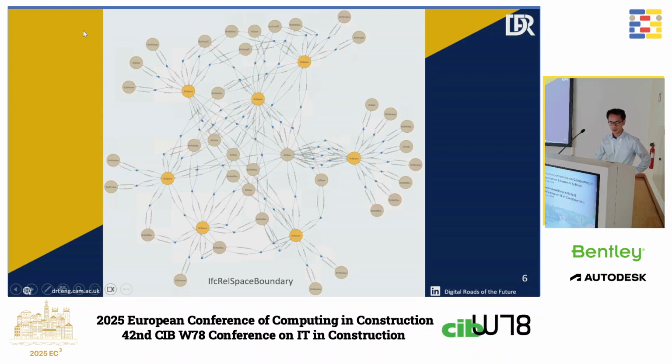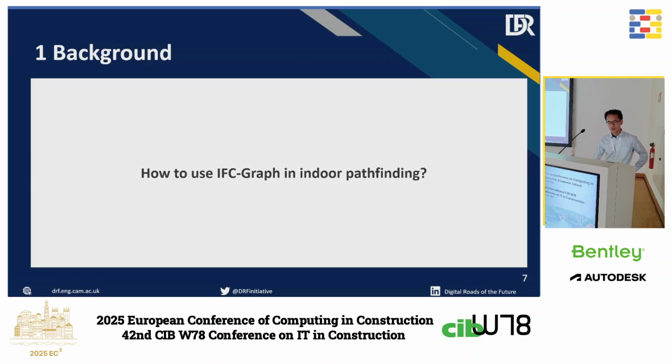Then I look at the relationship between a space and the door, and it gives me an idea. I may be able to use it for indoor navigation because in this graph, as you can see, a room is connected by a door and the door is connected to another room. By doing this, we can construct a network for indoor pathfinding. Then my research question becomes how to use IFC-Graph in indoor pathfinding.